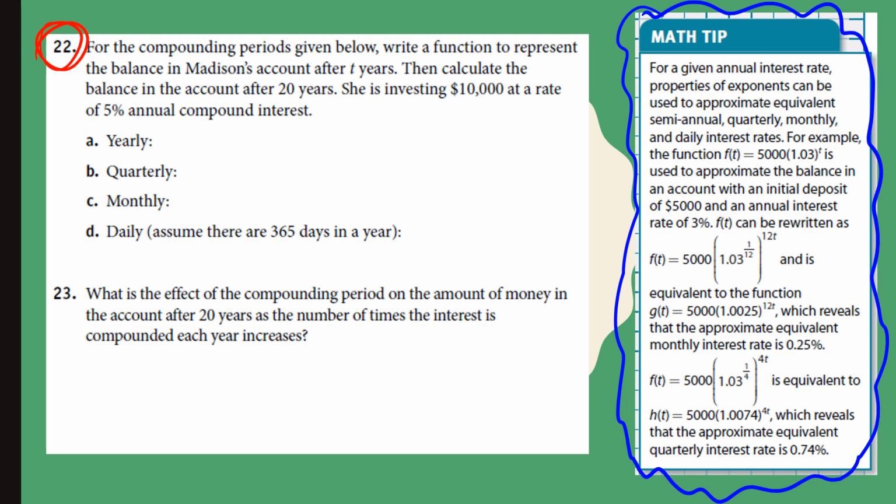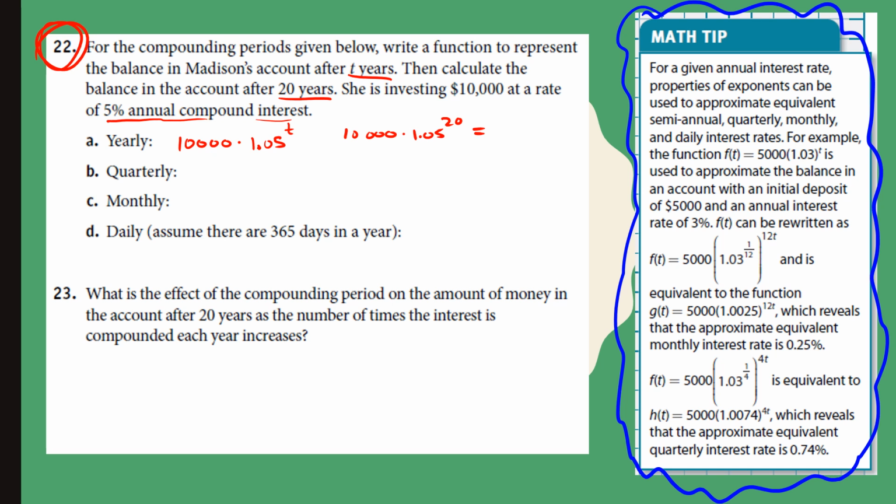We're going to write a function to represent the balance after t years in Madison's account, and then we're going to calculate the balance after 20 years. So she is investing 10,000 at a rate of 5% annual compound interest. So yearly, that's going to look like 10,000 times 1.05, because there's the 5%, but the growth factor is 1 plus the interest rate, so 1.05 to the power of t. So for 20 years, it's going to look like 10,000 times 1.05 to the 20th power.